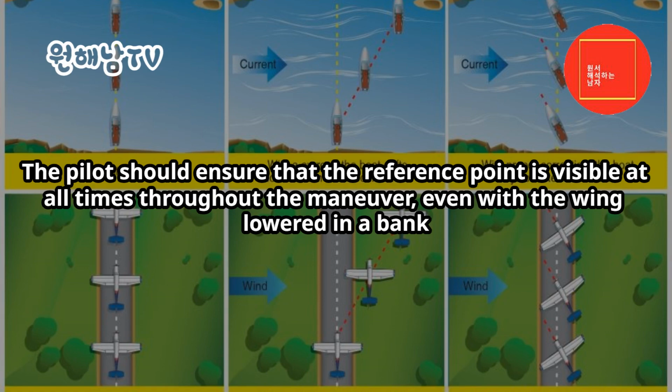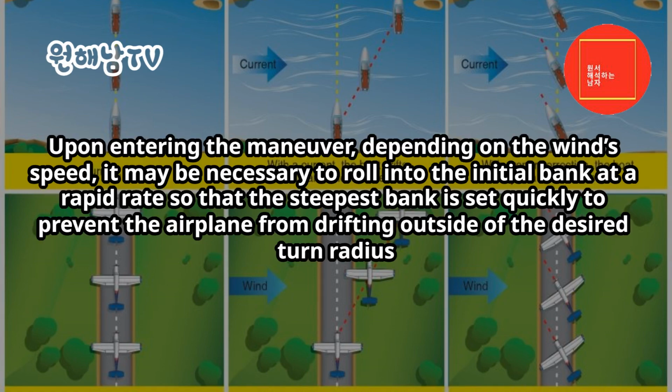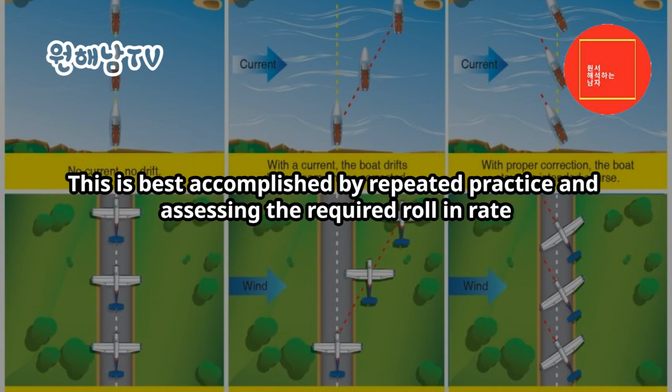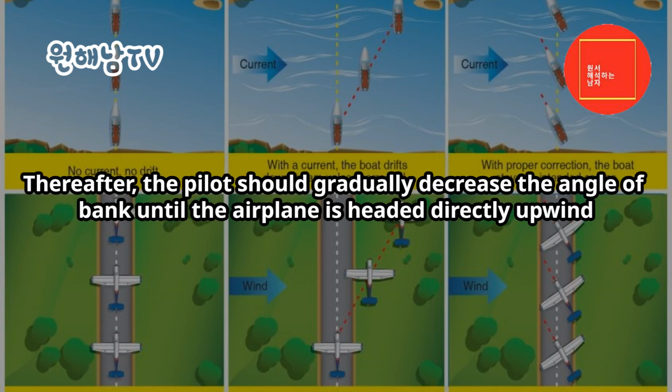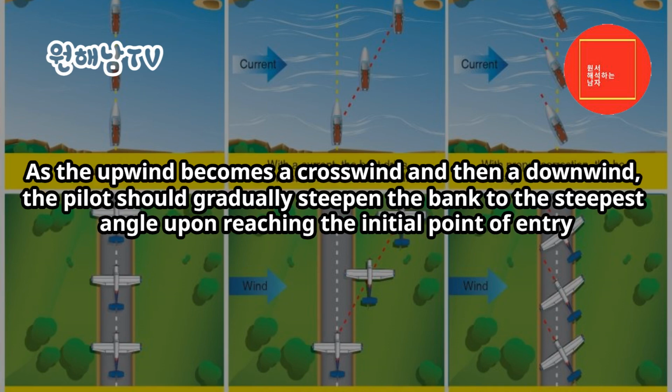Upon entering the maneuver, depending on the wind speed, it may be necessary to roll into the initial bank at a rapid rate, so that the steepest bank is set quickly to prevent the airplane from drifting outside of the desired turn radius. This is best accomplished by repeated practice and assessing the required roll-in rate. Thereafter, the pilot should gradually decrease the angle of bank until the airplane is headed directly upwind. As the upwind becomes a crosswind and then a downwind, the pilot should gradually steepen the bank to the steepest angle upon reaching the initial point of entry.